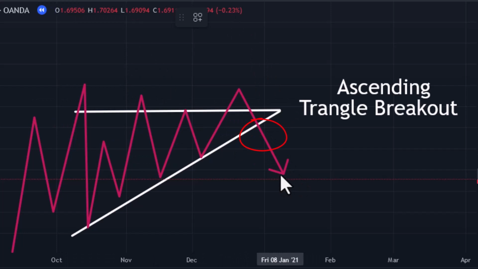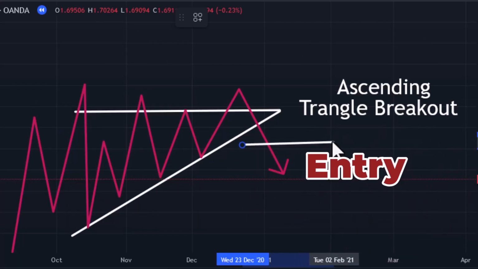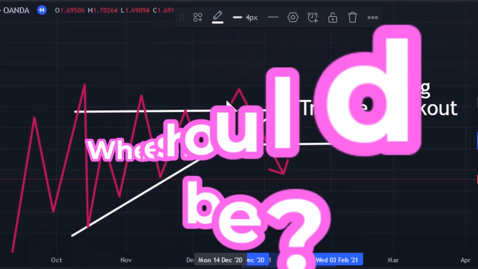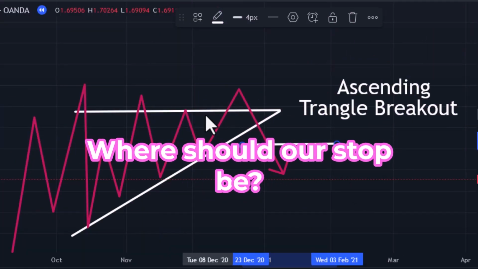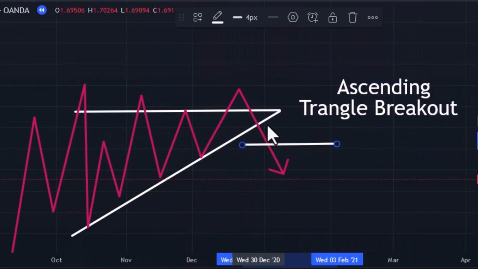here. At this point, depending on whatever system we are trading, let's say we want to make an entry here, we decide that we are entering this trade around here. The question is, where should our stop loss be? If we enter here, do we place our stop loss right here, or should we place it above this resistance here?